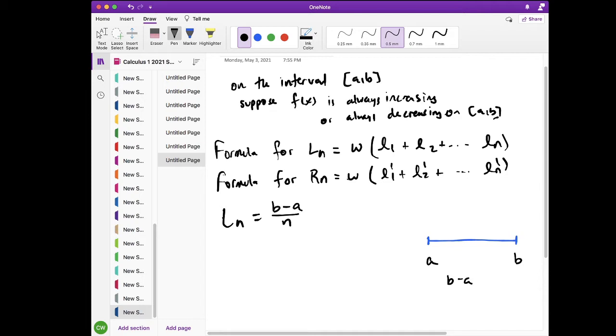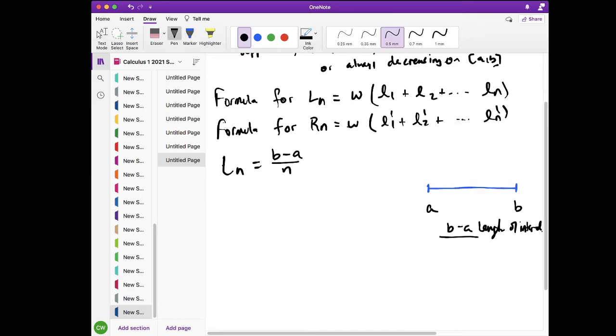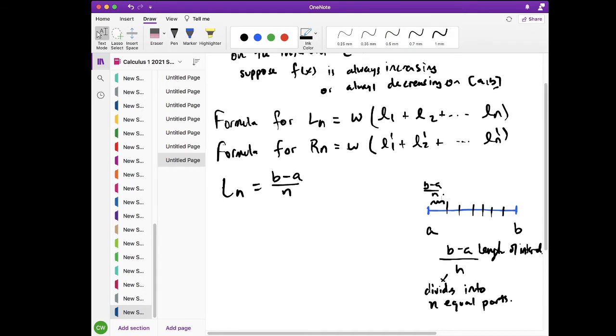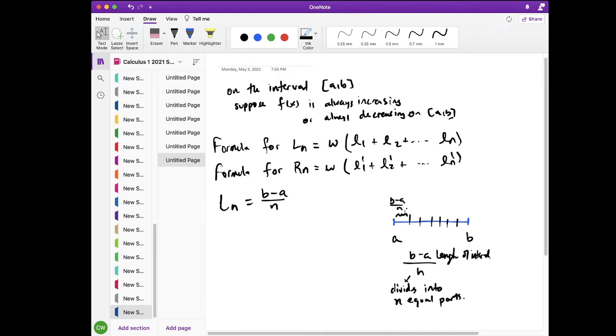B minus A is the length of the interval. And dividing by n divides into n parts. That's what division is, right? It's dividing something into n equal parts. So that's exactly what this means, right? B minus A over n just means you take the length of the interval and then you cut it up into n pieces. So each piece is B minus A over n. Okay, cool. So let's do the L's.